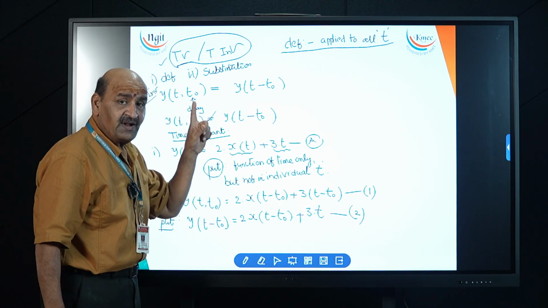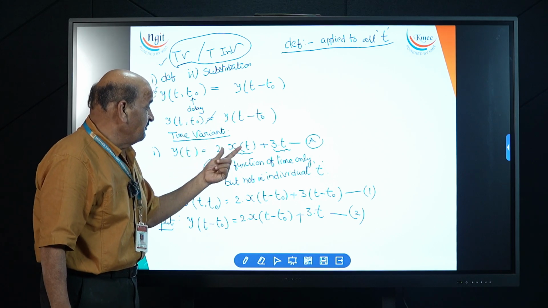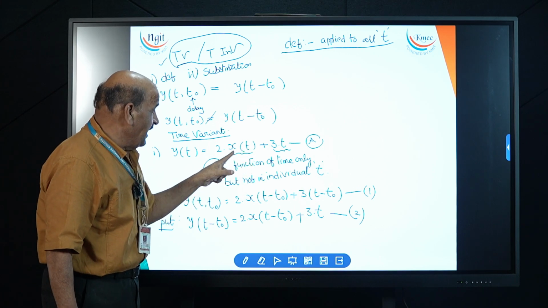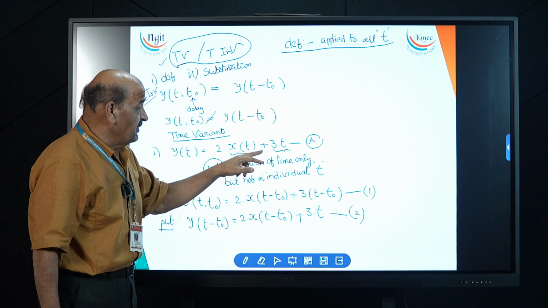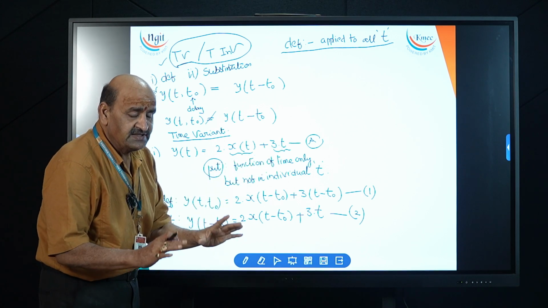In the previous class I told you everything. X is the name of the signal. Parenthesis gives what? Function. T is what? Individual variable. So entire x of t is called a signal. But here t is only a time variable, not a function or a signal.